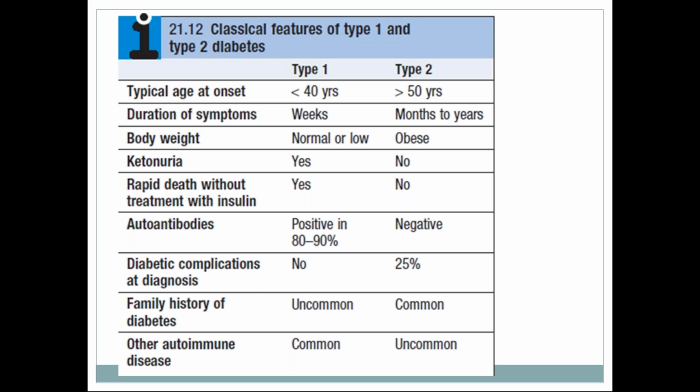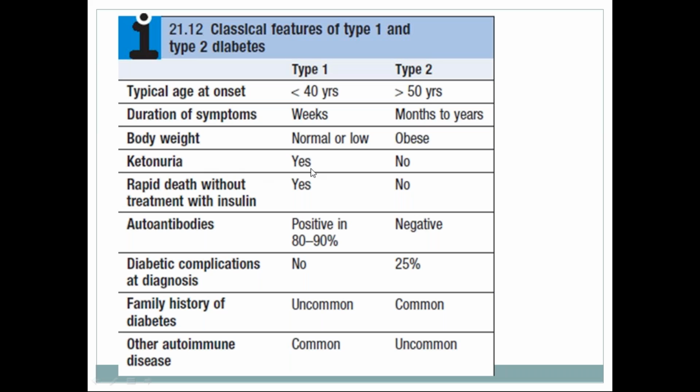And duration of symptoms, usually in type 1 diabetes, they manifest early, that is within weeks of onset of diabetes. These patients most commonly present to casualty with diabetic ketoacidosis. Whereas type 2 manifest months to years after the onset of symptoms. And body weight, type 1 diabetes patients are usually lean or normal built, whereas type 2 diabetes patients are obese.